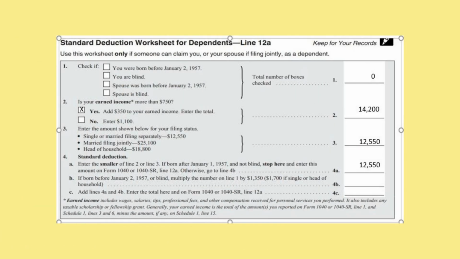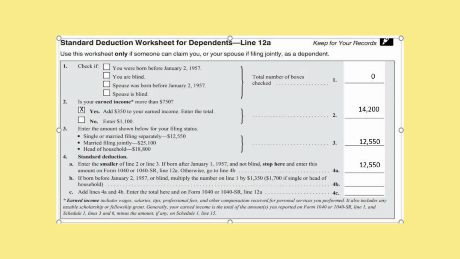I filled out the standard deduction worksheet. On line 1, put 0 as you did not check any of those boxes on your return. On line 2, add $350 to your earned income, which is $14,200. On line 3, put $12,550 as you were single. On line 4, enter the smaller of line 2 or 3, which is $12,550.